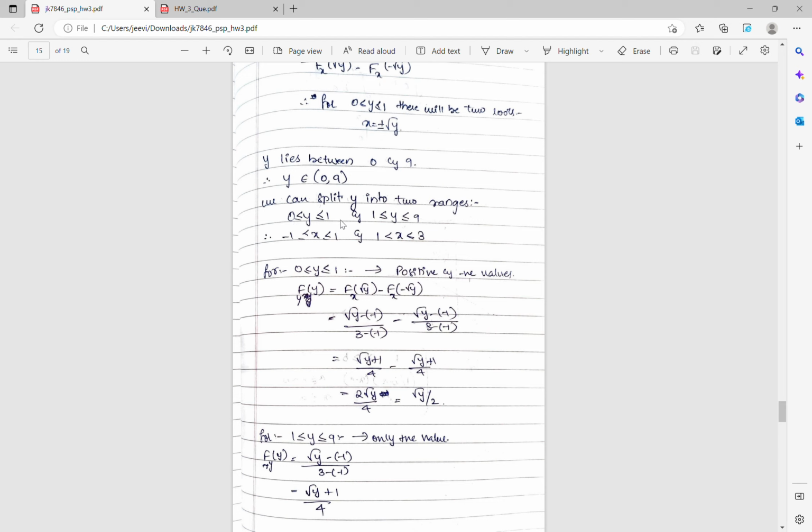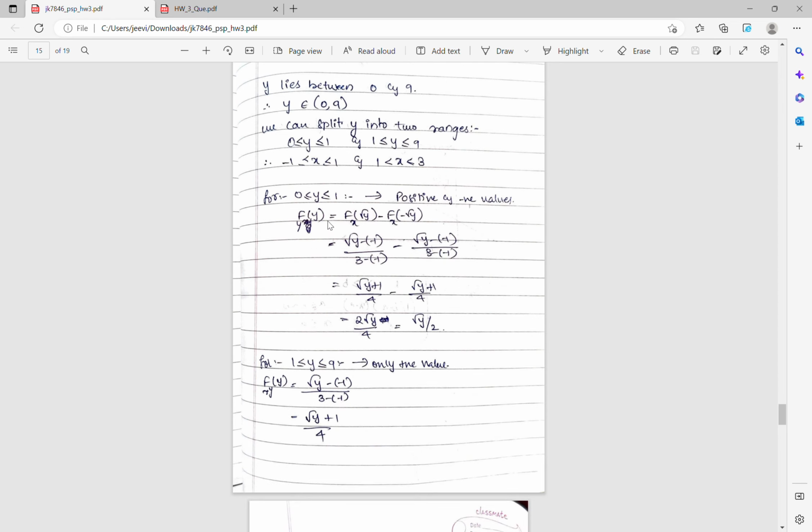Now let's take the first condition, that is when y is between 0 and 1, that is it will take both positive and negative values. Therefore the cumulative function will be equal to cumulative function of the positive and the negative values. Now if we take those values and substitute them, we'll get it as root y plus 1 by 4 plus root y plus 1 by 4. So that is equal to 2 root y by 4, which is equal to root y by 2.